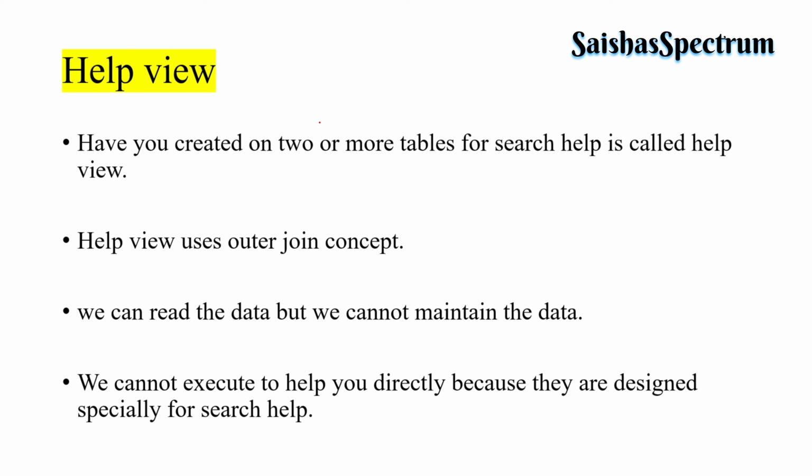Basically, help views are created on two or more tables for a search help, whereas help views cannot be executed directly because they are designed specially for a search help. And the help view uses an outer join concept, where we can only read the data and data cannot be maintained.